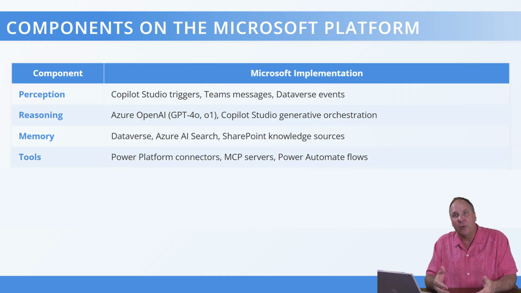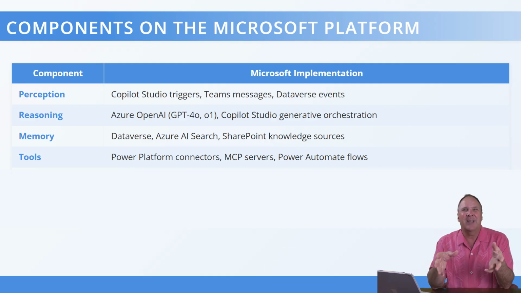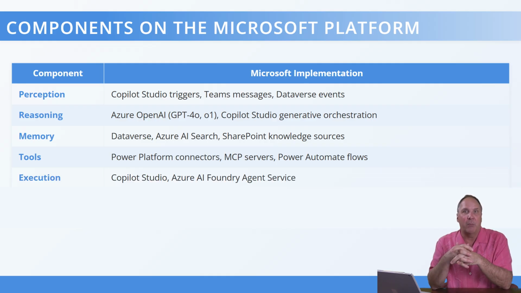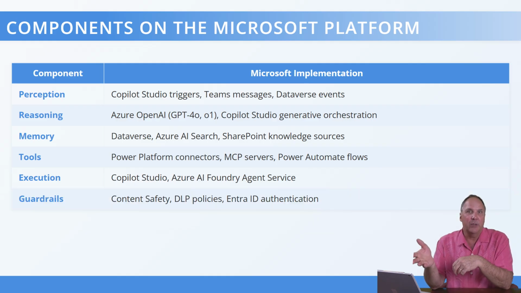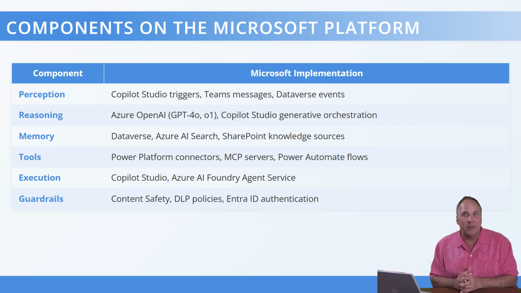Tools are Power Platform connectors or MCP servers, Power Automate flows, and custom APIs. Execution runs on Copilot Studio for most scenarios, but Azure AI Foundry agent service for your more complex multi-agent setups, or even Azure Container Apps for your custom builds. Guardrails include Azure AI content safety filters, DLP policies in Power Platform, Entra ID for authentication, and responsible AI controls.